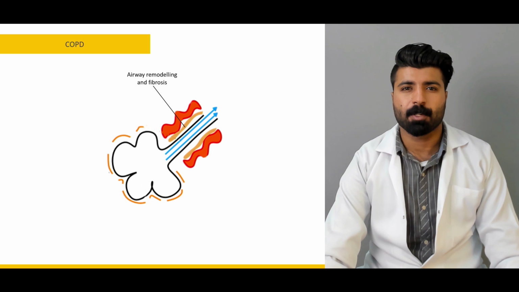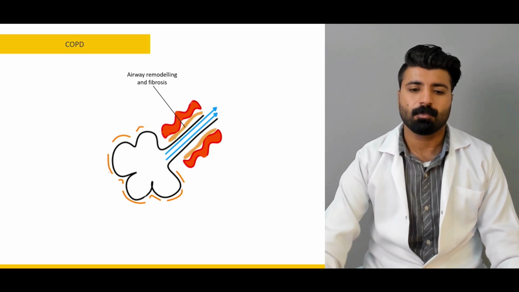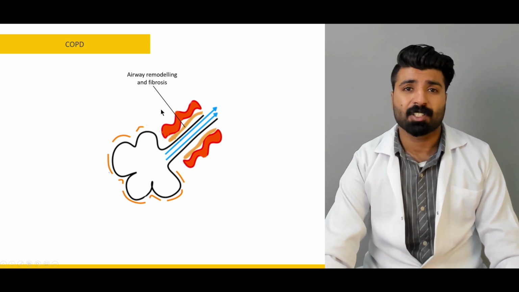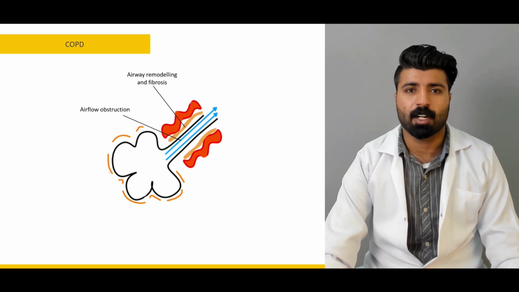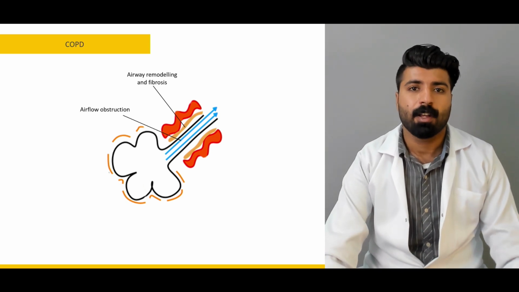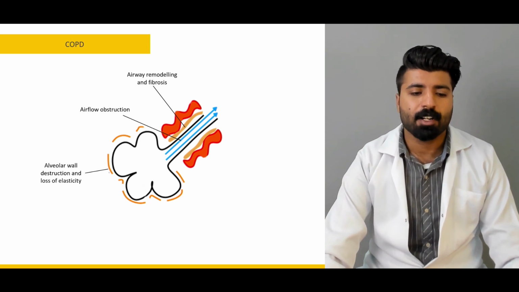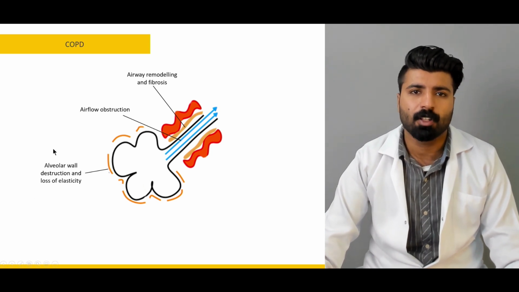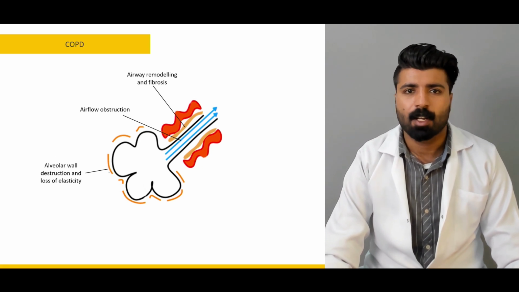What will happen in COPD patients? Airway remodeling and fibrosis will happen. You can see it right here. Remodeling is happening and many structures and many layers will undergo fibrosis. Airway obstruction will start happening because that lumen is now narrow. Then alveolar wall destruction and loss of elasticity will happen. Because of what? Because of all these diseases we have mentioned above. Because of that, elasticity is going.